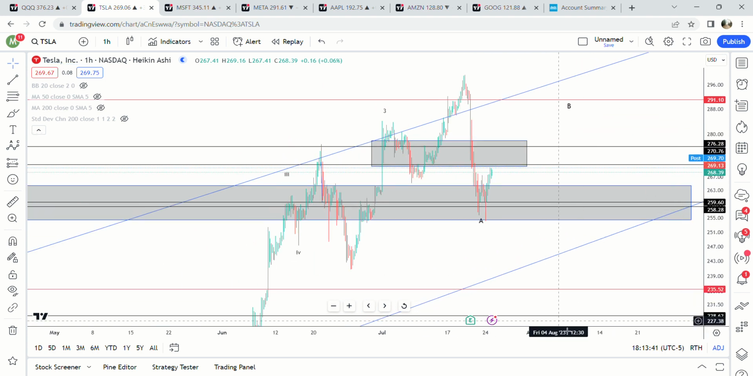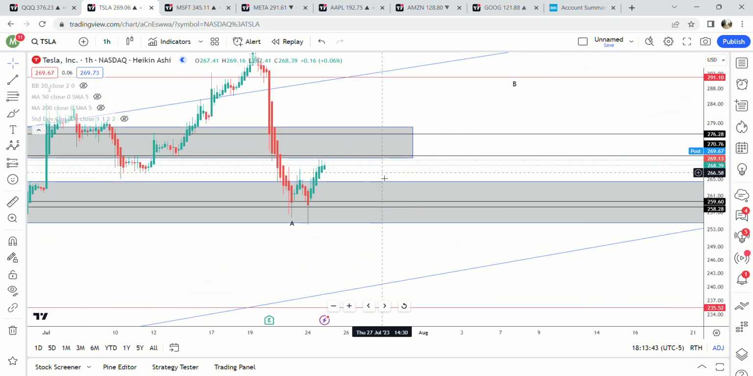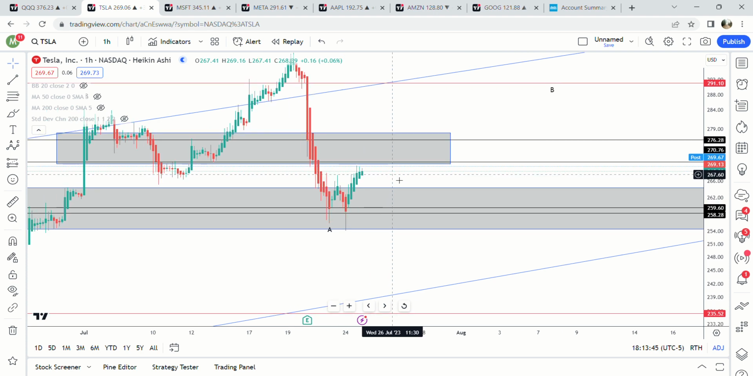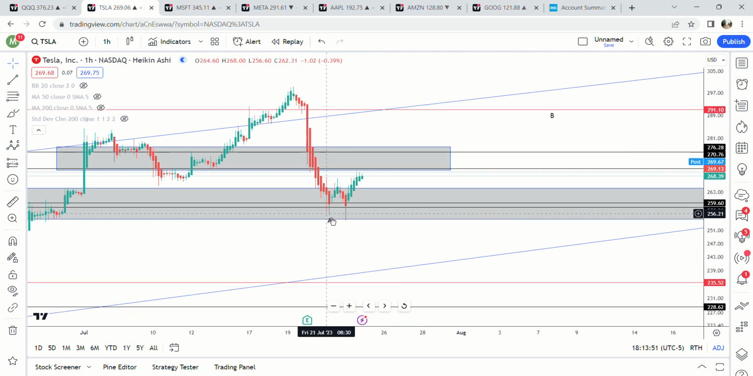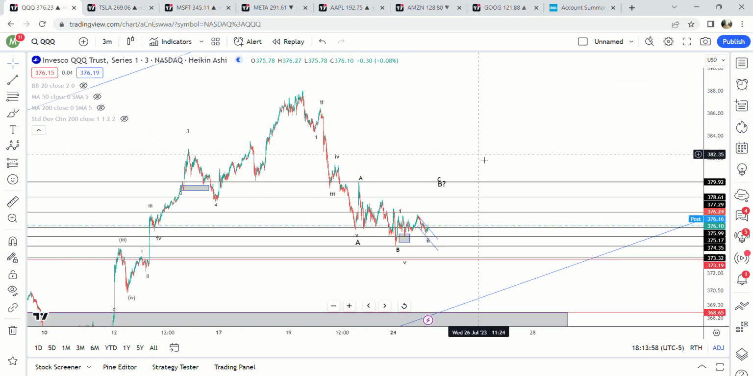Even if Tesla were to sell off tomorrow, I still probably wouldn't be worried. I might take some profit on the second wave retrace, but again, this was 18 days. Expect about the same time length for this B wave. So that's pretty much it.